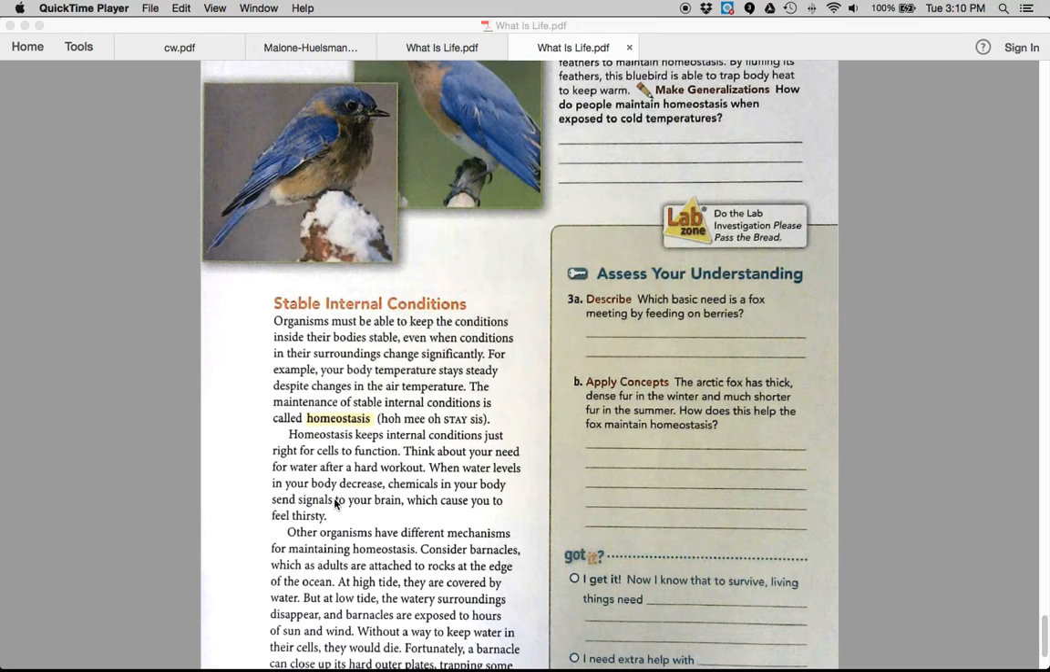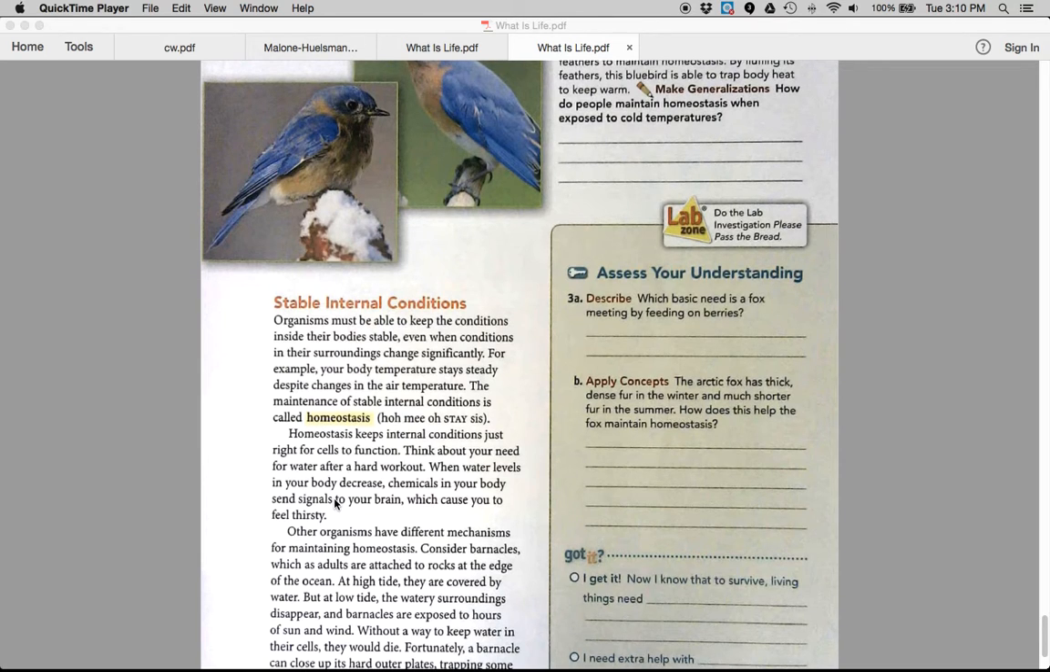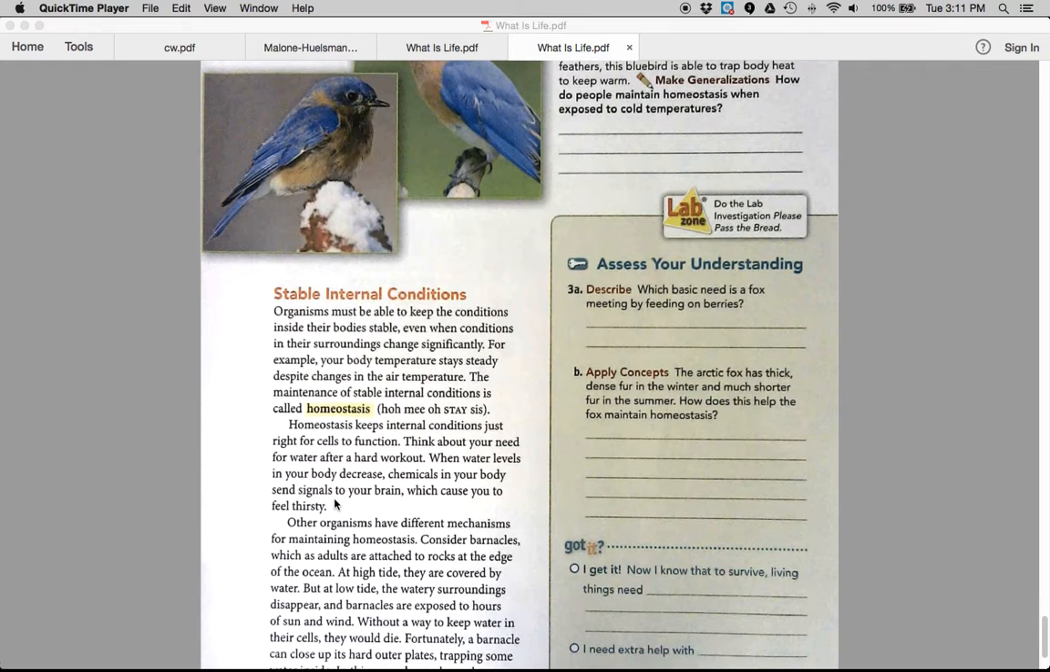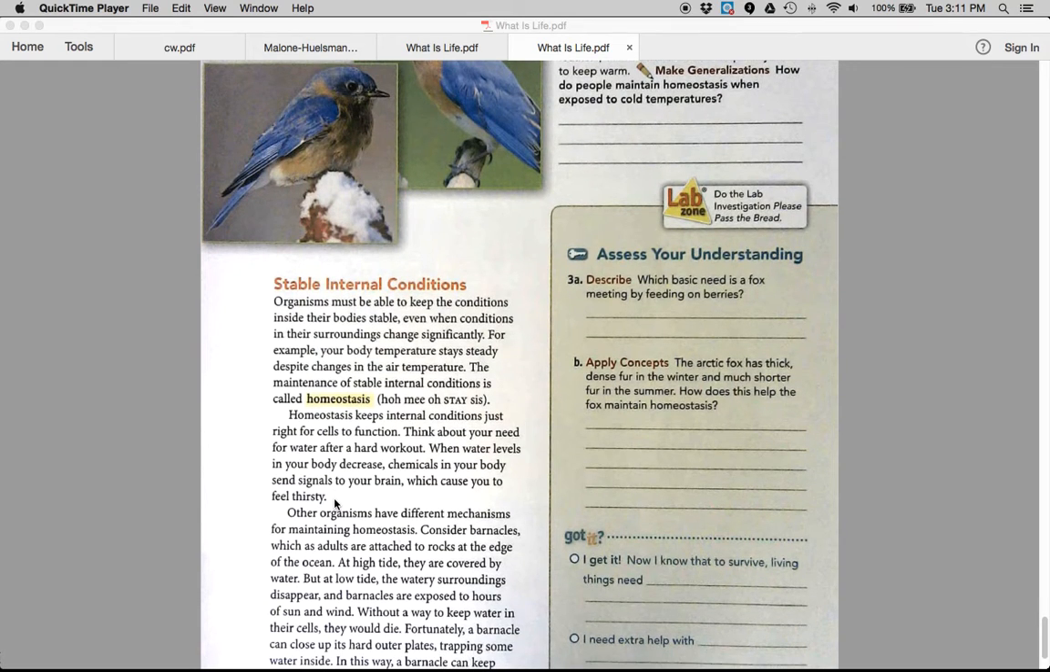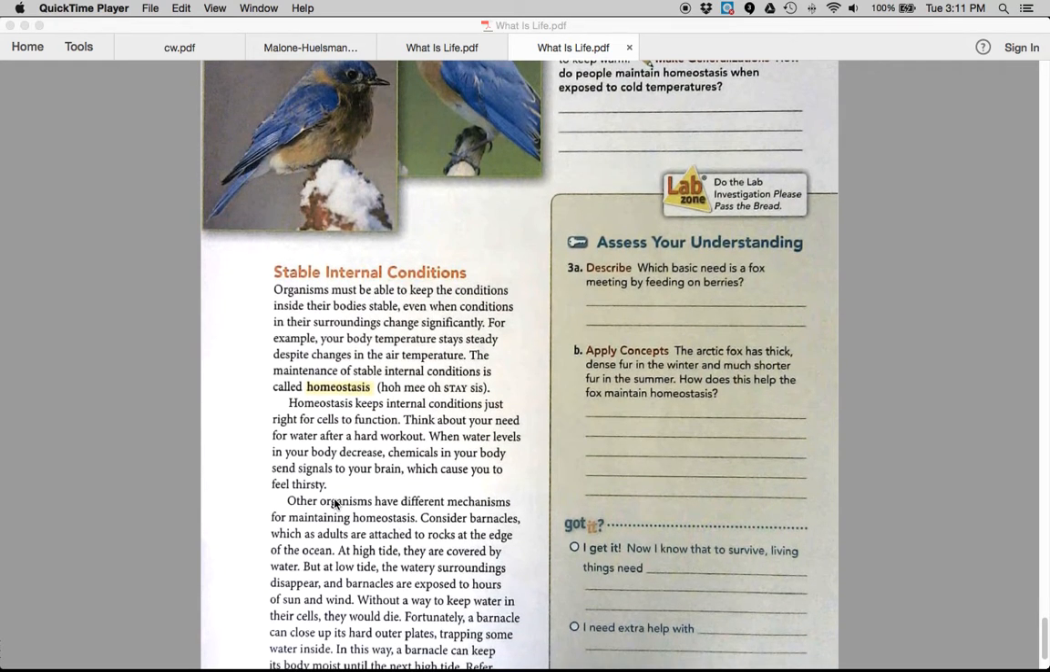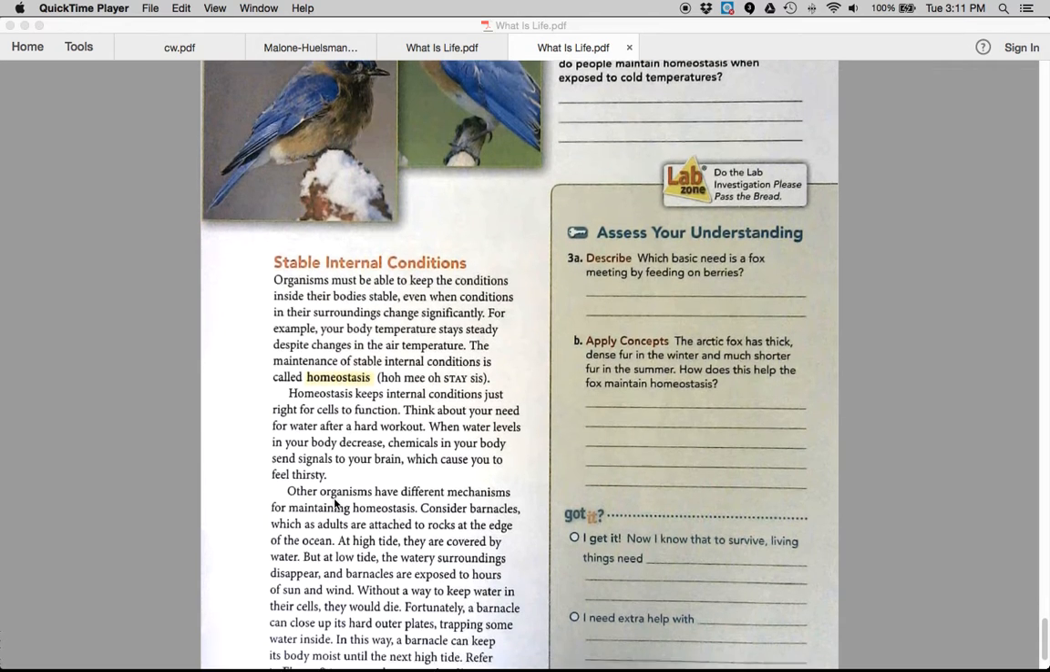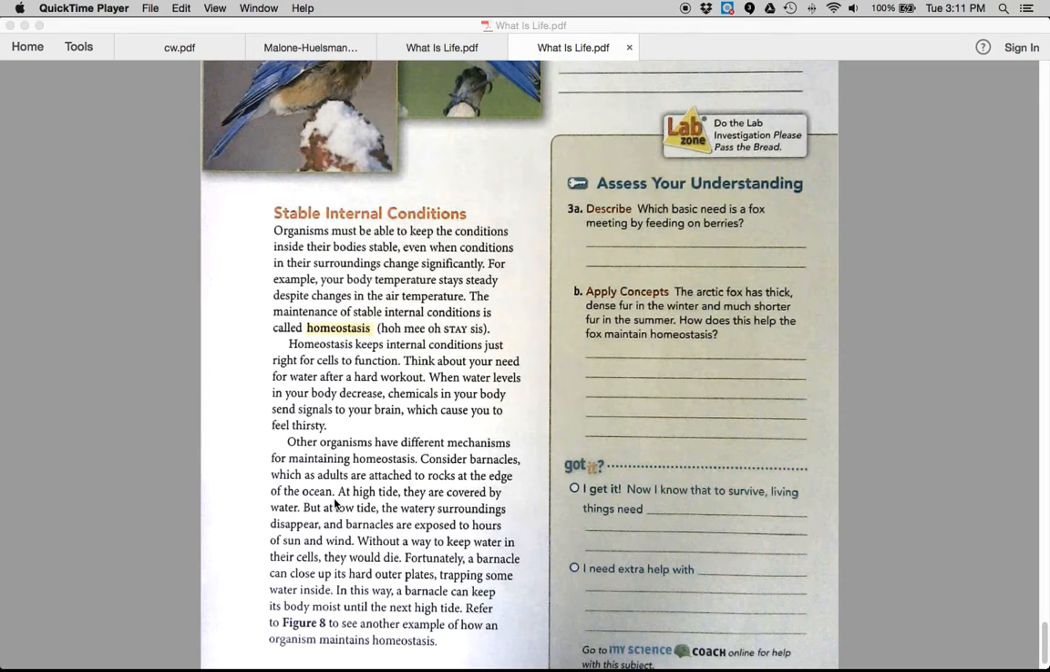Think about your needs for water after a hard workout. When the water levels in your body decrease, chemicals in your body send signals to your brain which cause you to feel thirsty. Other organisms have different mechanisms for maintaining homeostasis.